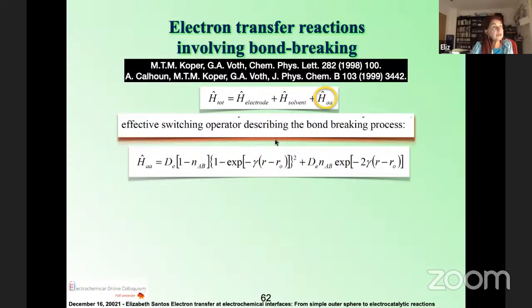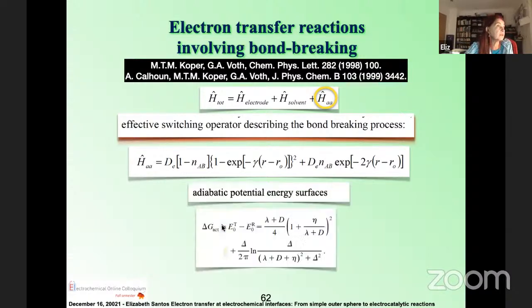Describing the bond breaking process. When the occupation is 1, this term disappears. When the occupation is 0, this term disappears. And then this is a switch between these two potential curves.